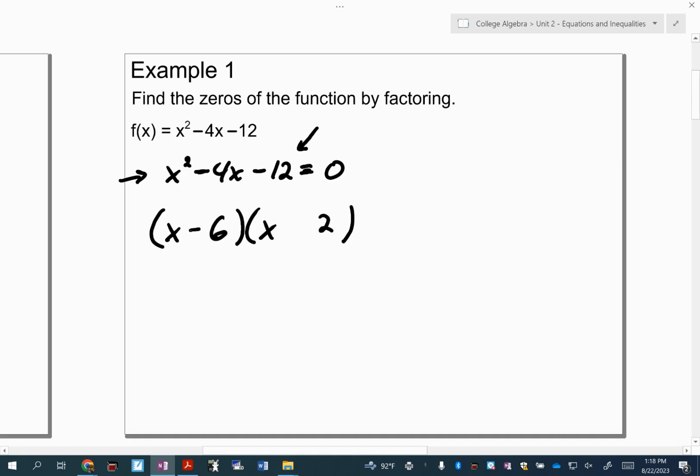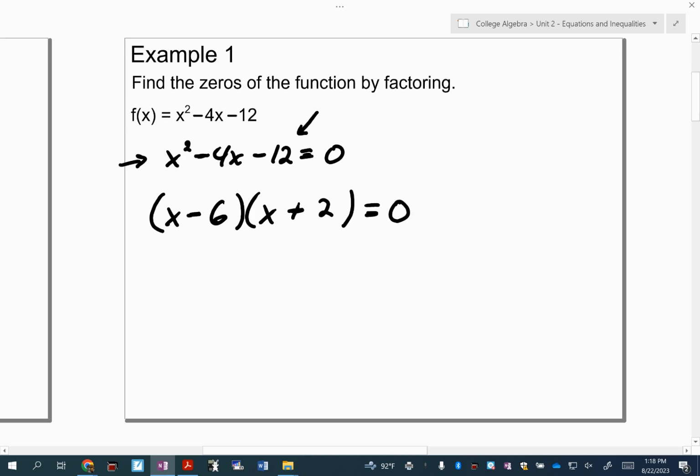So let's do a minus 6 and a positive 2 to see if that works. Negative 6 times 2 is negative 12, so that's good. Negative 6 plus 2 is negative 4, so that's good. Now, a lot of students will stop here, but we do want to find these zeros by continuing forward and setting each of them equal to 0.